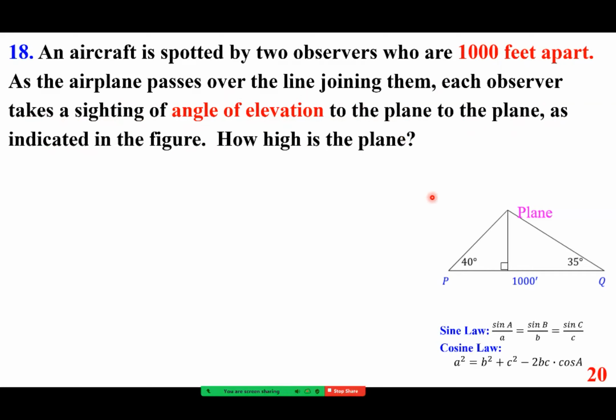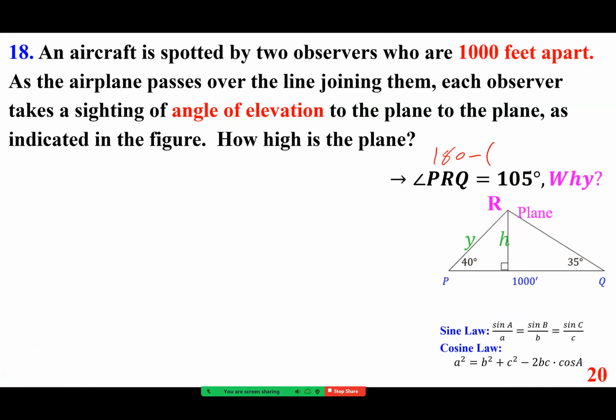And we have the setup. This is 40 degrees, this is 35 degrees. So let's call this distance H, call this distance Y. Remember, we are interested in H. So this angle, PRQ, is 105. Why is that? Because 40 plus 35 is 75, and the sum of interior angles is 180. That's why.